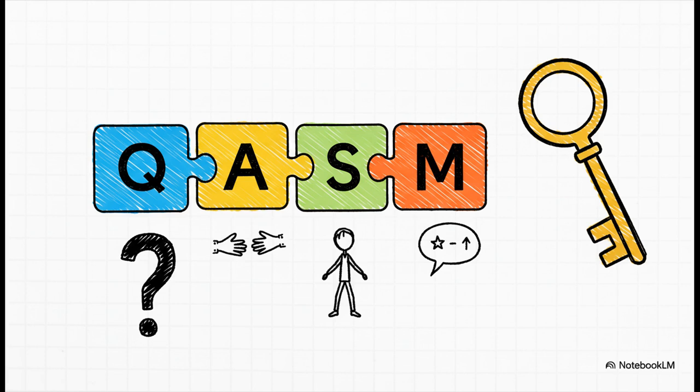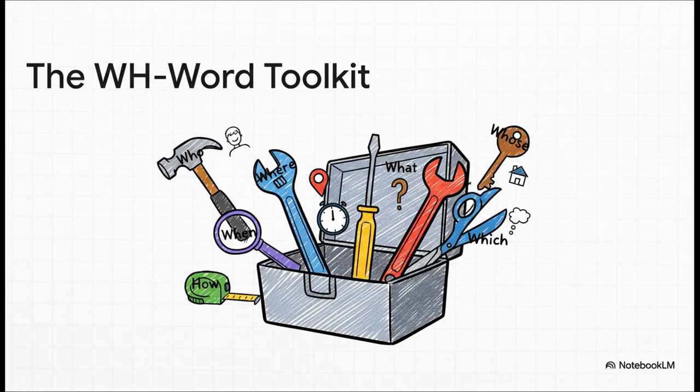QWASM. This is basically the master key to asking almost any information question. It stands for question word, auxiliary, subject, main verb. But wait a second. Look at that. The ASM part is the exact same structure we just mastered for yes/no questions. See, you already know how to do this. So that Q in QWASM comes from this toolkit right here. Each of these words is a special tool designed to get a specific type of information.